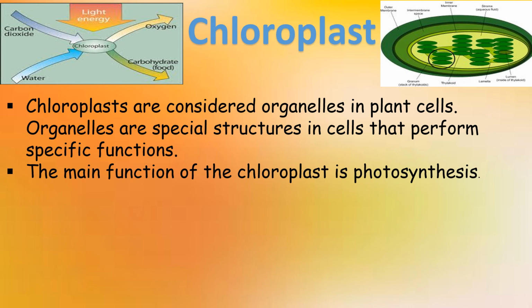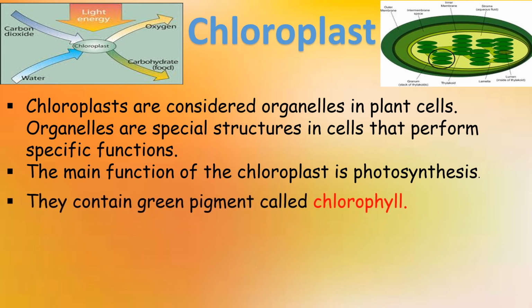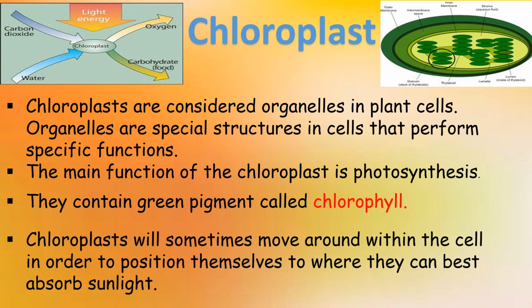They contain a green pigment called chlorophyll. Chloroplasts will sometimes move around within the cell in order to position themselves where they can best absorb sunlight. Cells from the parts of a plant that are not green, such as flowers, roots, and woody stems, have no chloroplasts.